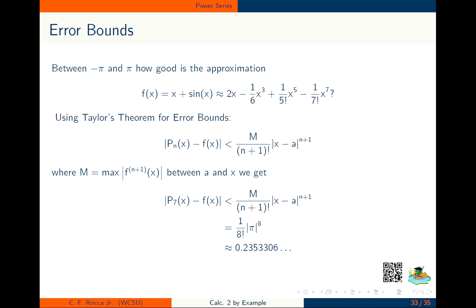I want to emphasize this, that this is an upper bound. And if you go back and look at the graph, you should be thinking, well, Dr. Rocca, that error looks a lot less than a quarter. And you're right, the error is a lot less than a quarter. That's because this gives us an upper bound, but it doesn't give us a least upper bound. It doesn't give us an exact value for the error. It's just giving us a nice approximation.